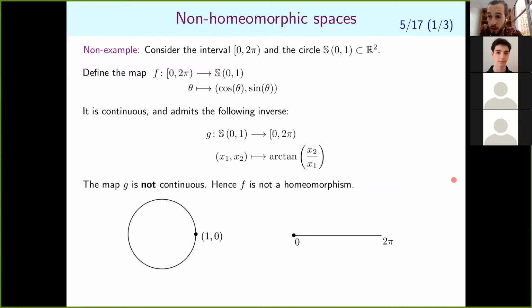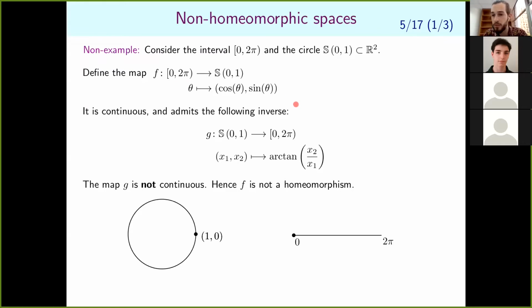Let me show you an example of non-homeomorphic spaces: the interval 0 to pi and the circle. So this is interesting because we have a very famous map between this interval and the circle that I call F, and you map theta to the point in R2, cos theta and sin theta.